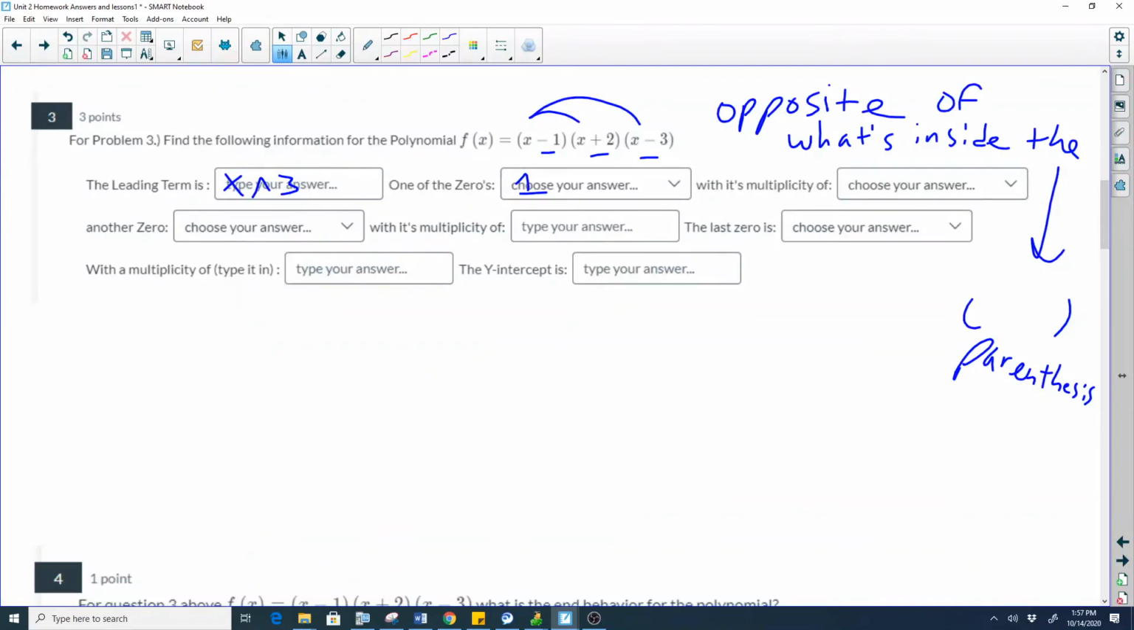So that'll be a 1, this other 0 will be a -2, and then the last 0, which looks like a -3, is actually going to be a +3. Remember, it's opposite sign, opposite sign. So be careful choosing that one. And then all 3 of these just have to the first power, to the first power, to the first power. So multiplicity of 1, multiplicity of 1, multiplicity of 1.